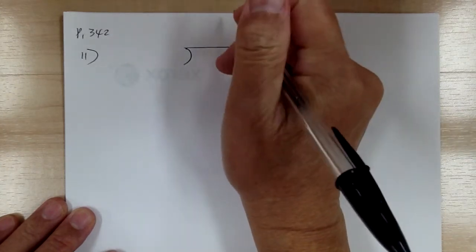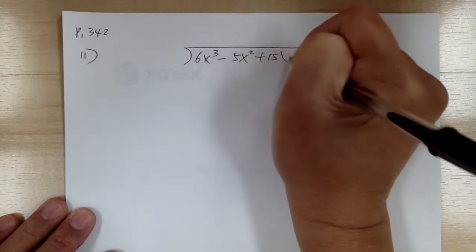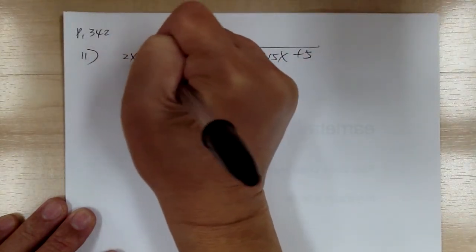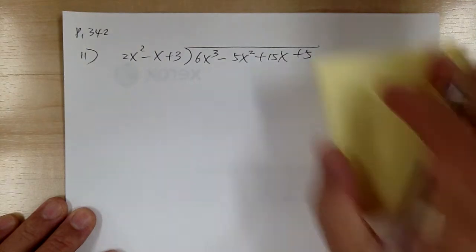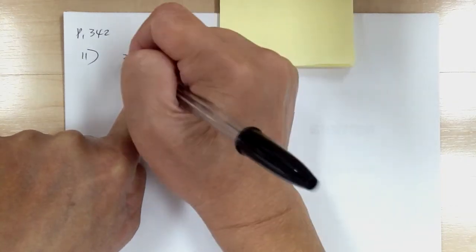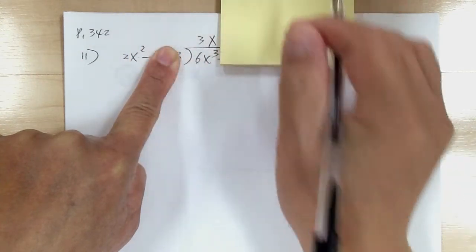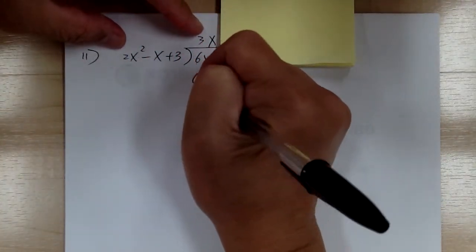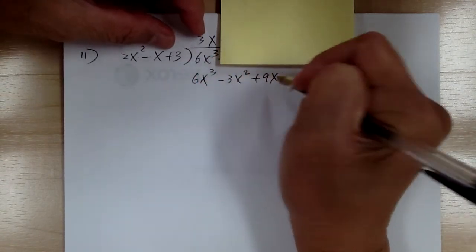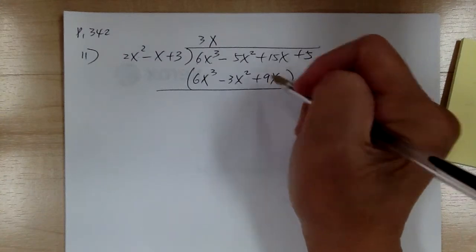You can arrange everything in order. So you've got 6x cubed minus 5x squared plus 15x plus 5, divided by 2x squared minus x plus 3. You can cover all these things up. 2 times 3, you need 3 of this. 2 times 3 will give you 6. x squared times x will give you x cubed. Now you can go and multiply everything out. So you've got 6x cubed minus 3x squared plus 9x. You can just distribute and multiply out. Put parentheses around that and subtract.